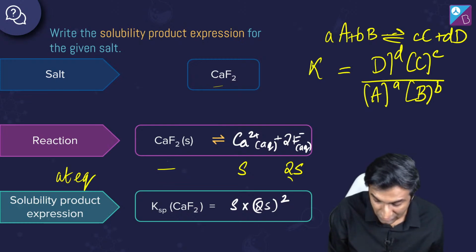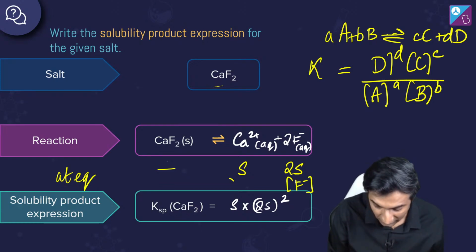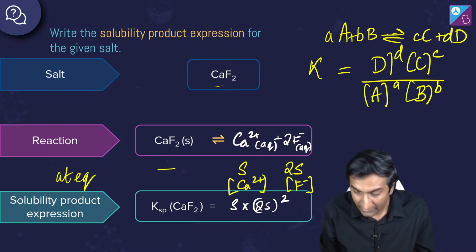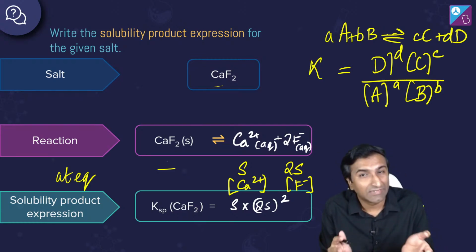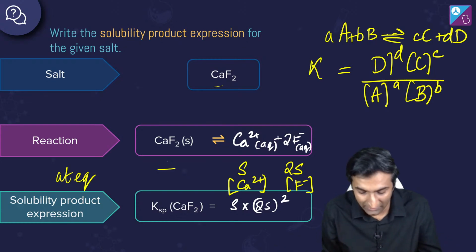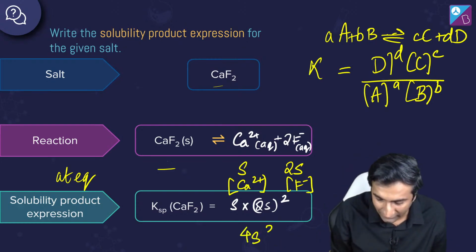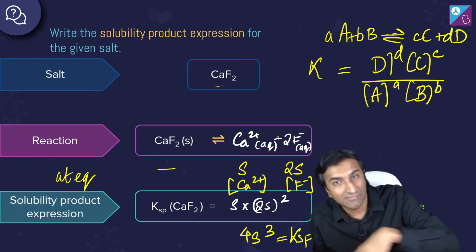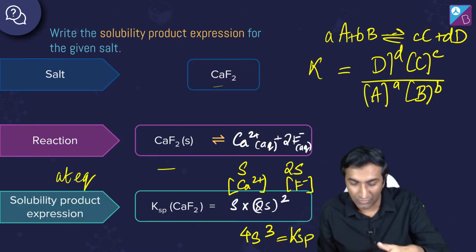So this is just the concentration of F- ions, and this is the concentration of Ca2+ ions. तो मैंने F- स्क्वायर किया, Ca को ही किया. So now this is it. This is 80% of the battle won. ये निकल गया, मतलब you get 4S cubed to be equal to Ksp. And with just this idea you should be able to solve any question on solubility.